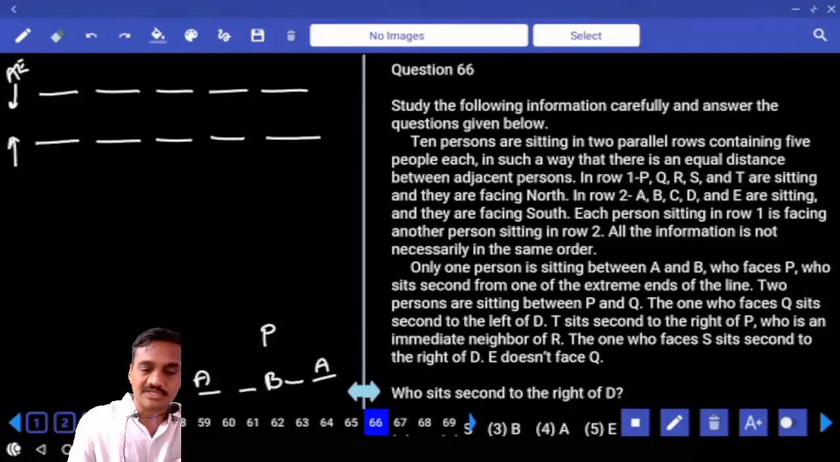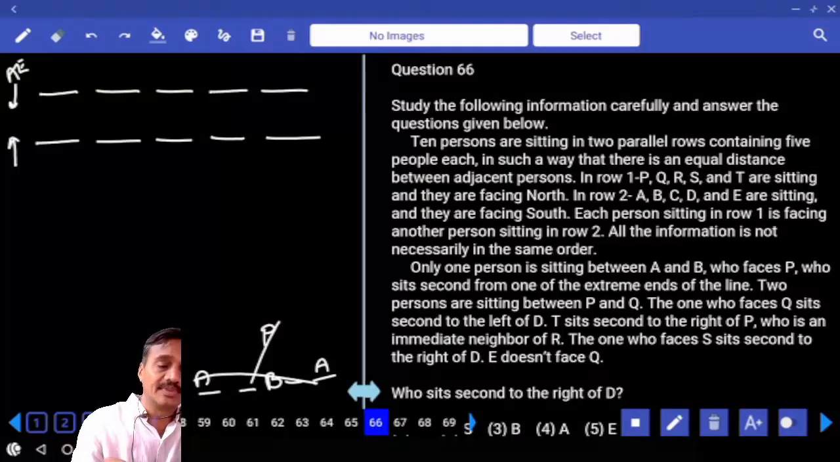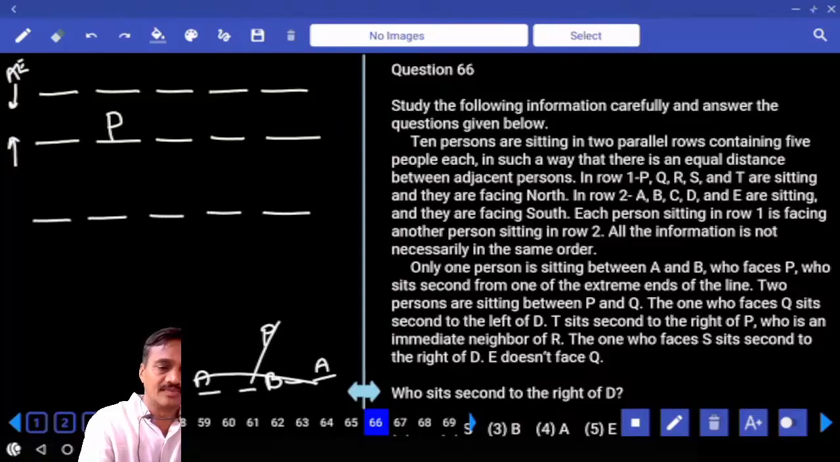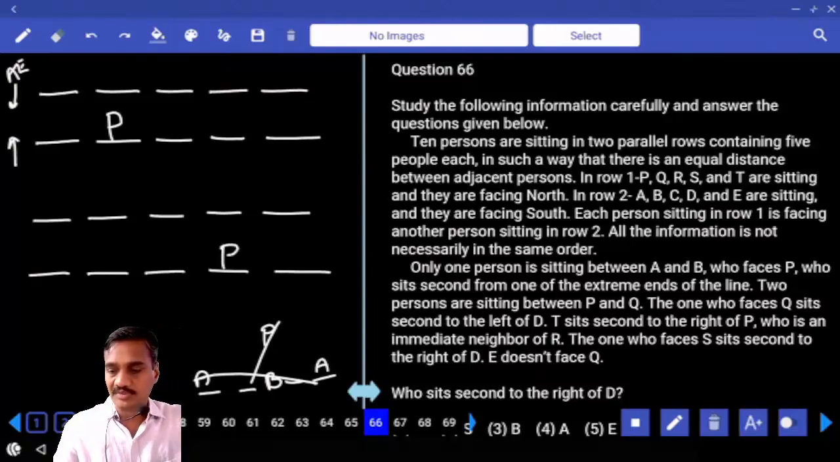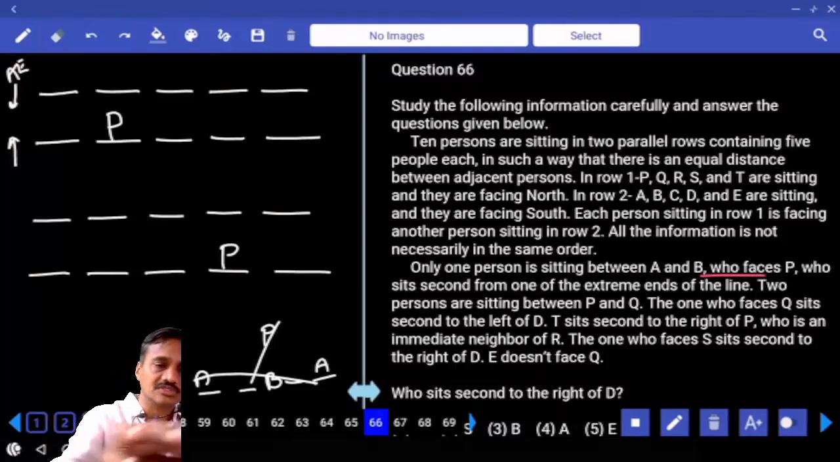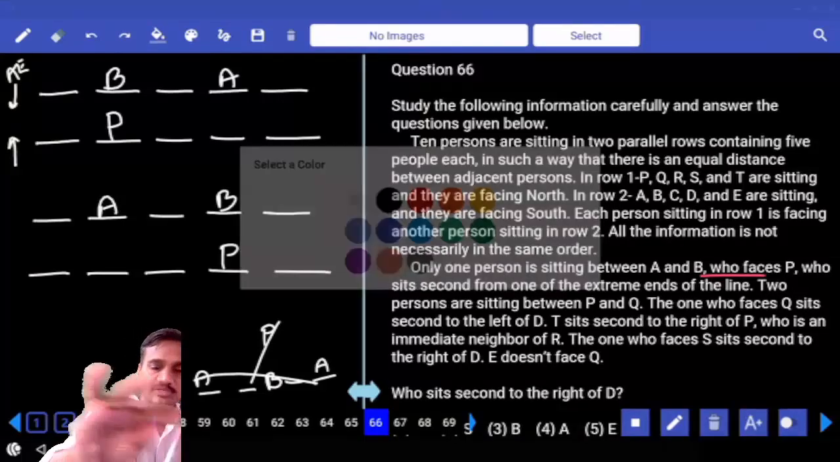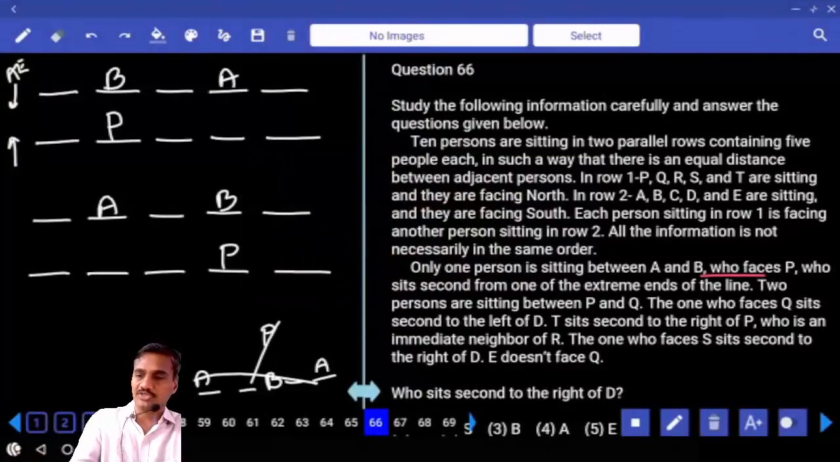As P is at one of the extremes of the row, P can be either at the left extreme or at the right extreme. Now if P is here, which two persons are opposite? B and P are opposite to each other, with one person between A and B.